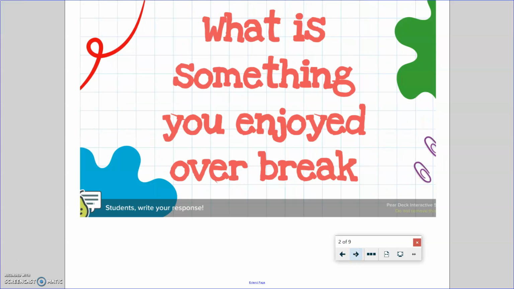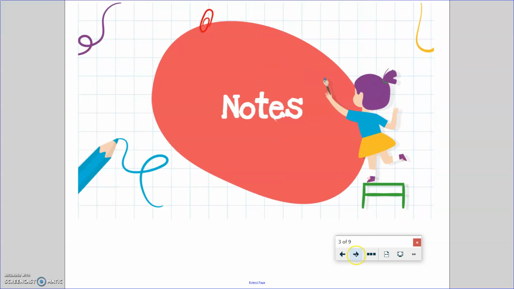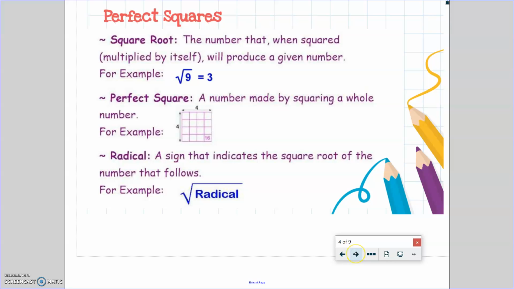So, what's something you enjoyed over break? That's what you're going to put in your warm up section of your assignment, which is on the CAMI document. And let's take a look at our notes. You're going to fill in your notes and fill in the vocabulary on your CAMI document as well. So, perfect squares and square roots, all things squares.